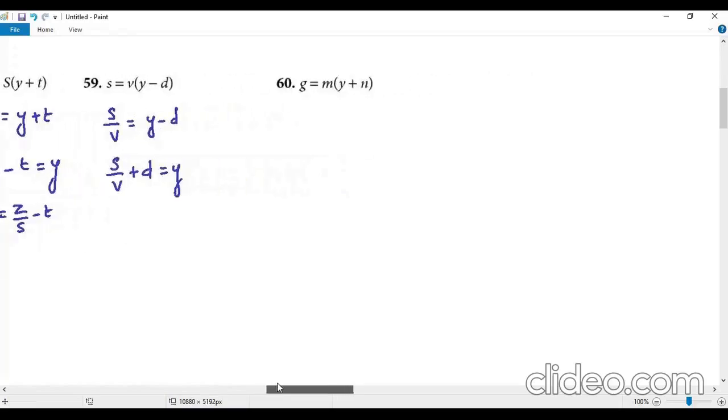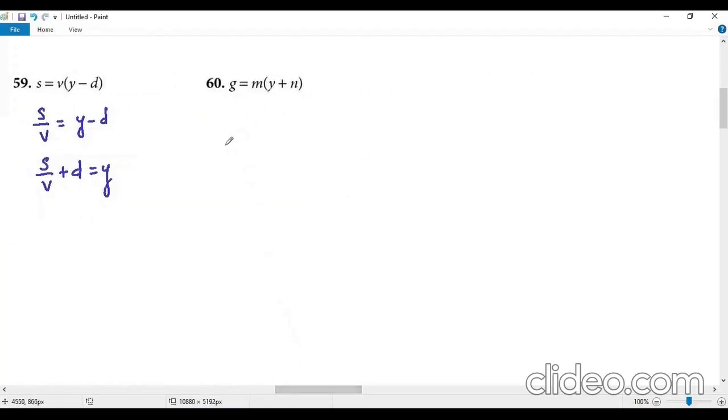Now when it comes to the last question of this exercise that I have selected, I need y. That means g over m, because m is multiplying, so on the other side it will go and divide. So y plus n, that means y equals g over m minus n. That's all for this exercise 4.